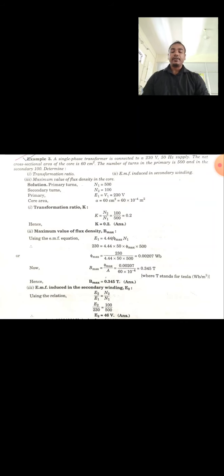So let's see. Phi max is equal to 230 by 4.44 multiplied by 50 multiplied by 500. We will get phi max is equal to 0.00207 Weber, and then we put it in the equation. B max is equal to phi max by A. We will get 0.345 Tesla. Tesla is the unit of maximum flux density.